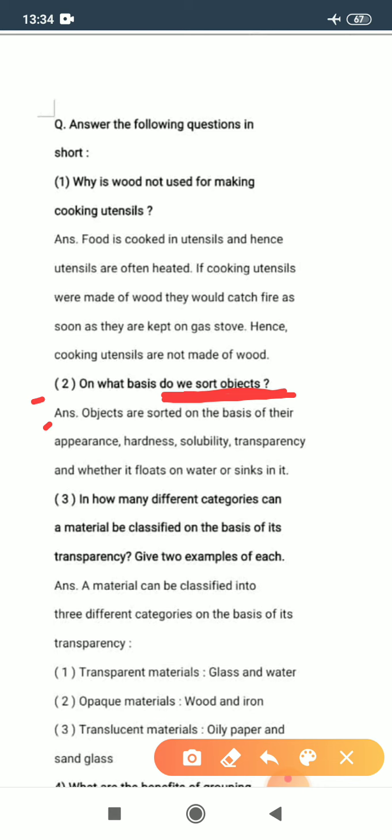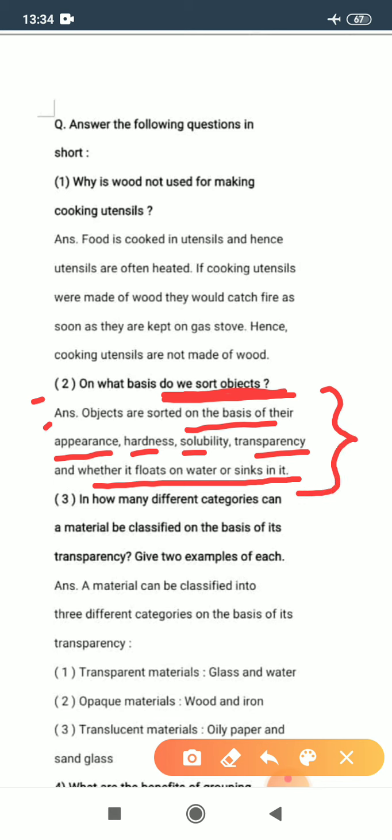Objects are sorted on the basis of their appearance, hardness, solubility, transparency and whether they float on water or sink in it. So all these come under properties of material. On the basis of these properties we can sort the objects easily.